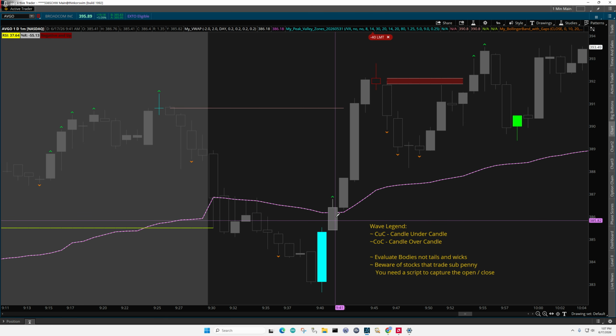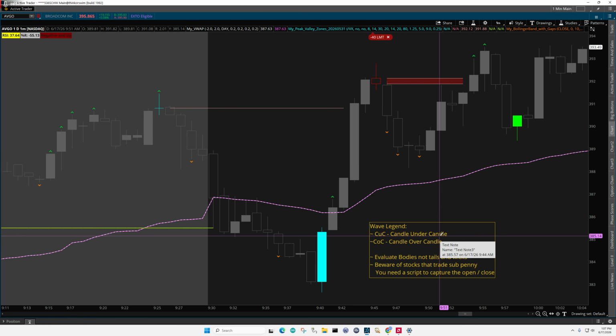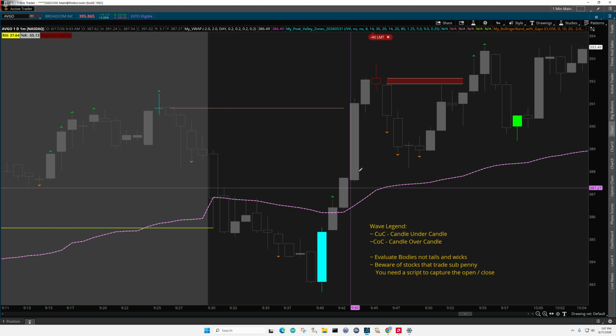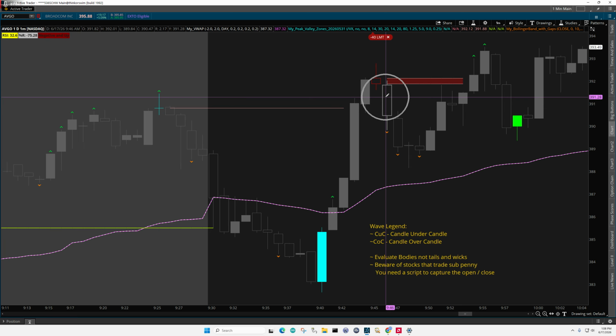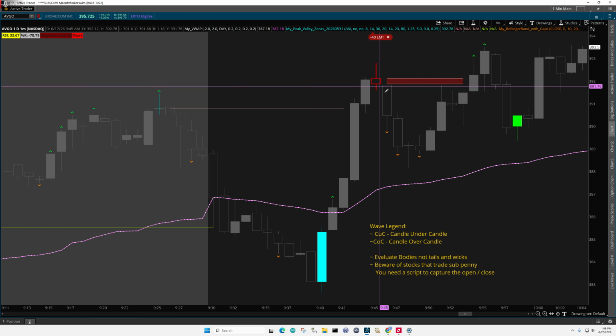How do we know when price is no longer going up? Well, we have to wait for the candle under candle condition. So here price just goes up, up, up, up, up, and then on this gray candle, I have this gold colored wedge. This tells me that there's a gap between these two candles, between the two bodies. So now I know that as soon as I have candle under candle condition, price is no longer going up.